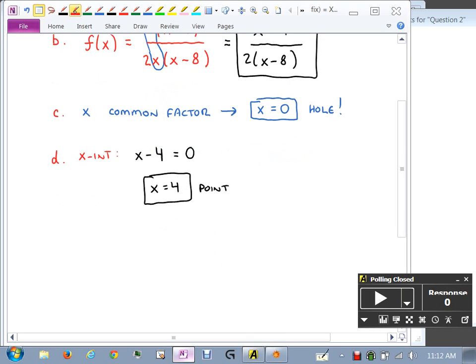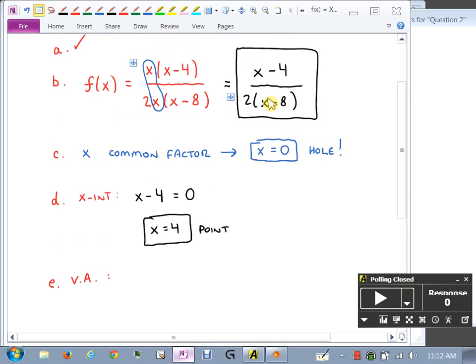Part E is vertical asymptotes. How do you find the vertical asymptotes? You set the denominator equal to 0. But again, you go to this one, okay? You go to the one that's completely reduced out. So I'm going to set 2 times x minus 8 equal to 0.